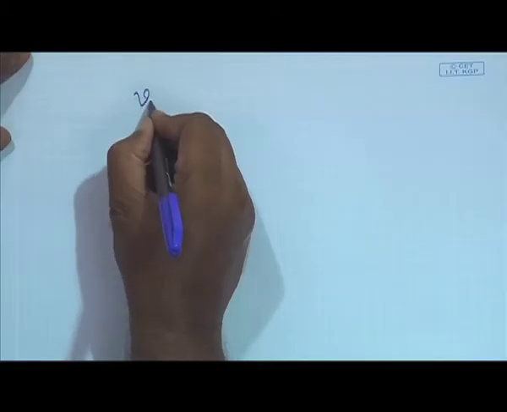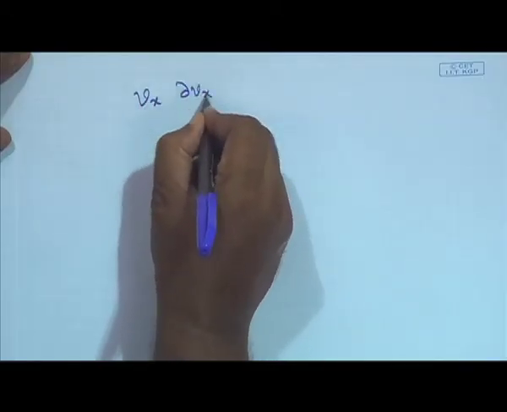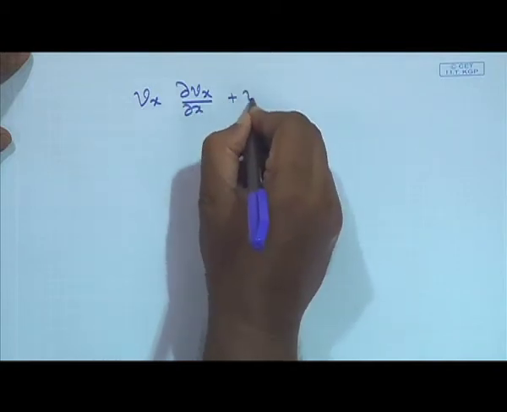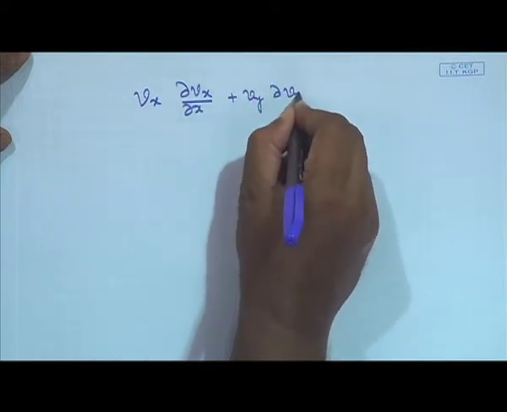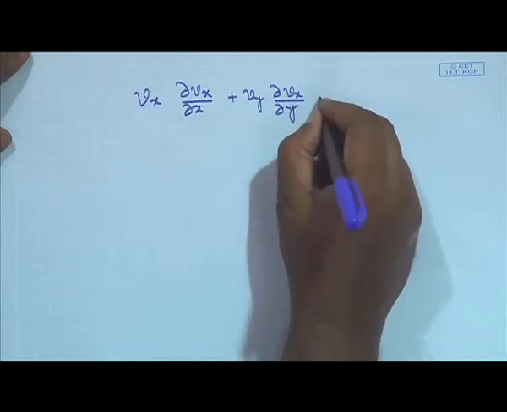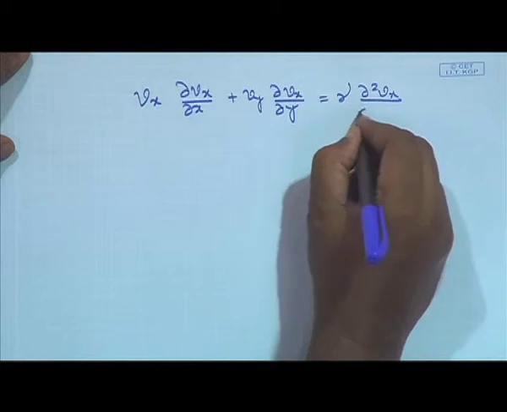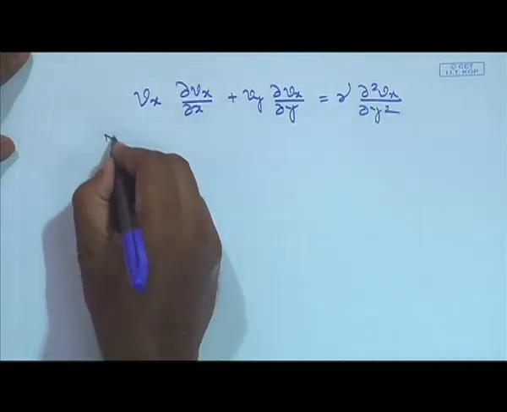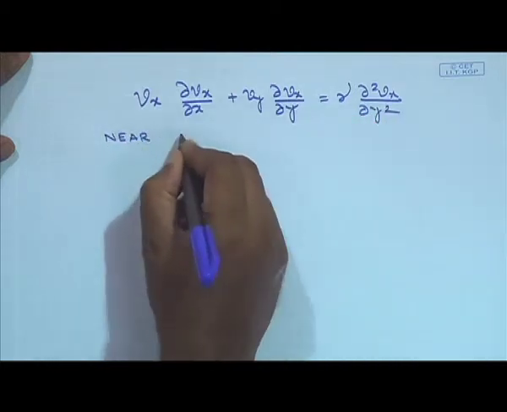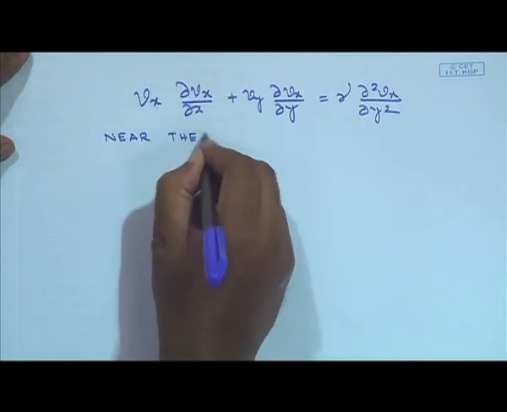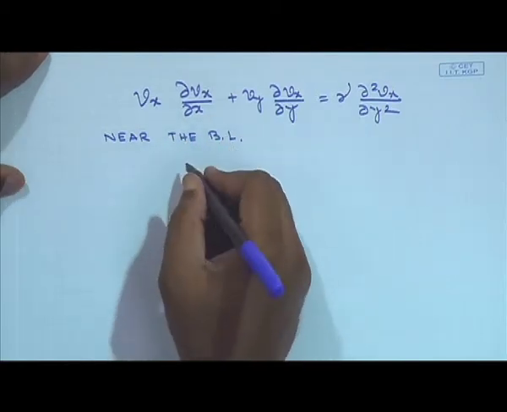And for that, our aim is to obtain a relation between x and y. So, I start with this equation again and try to see what's going to happen if I do an order of magnitude analysis of this equation near the boundary layer. I am going to make a judgment on that.